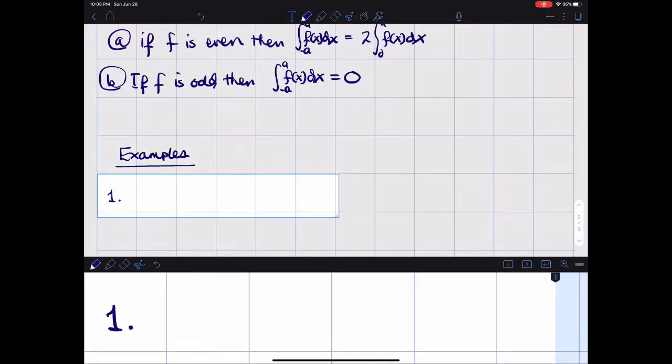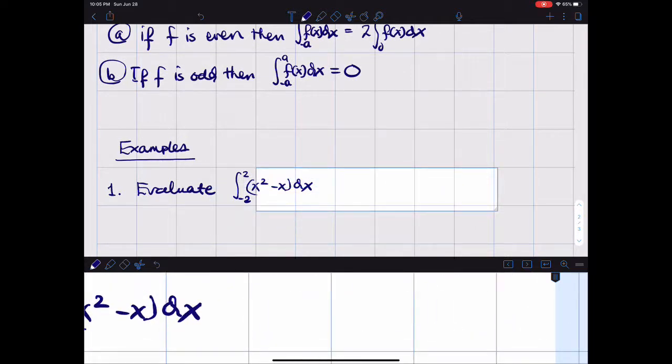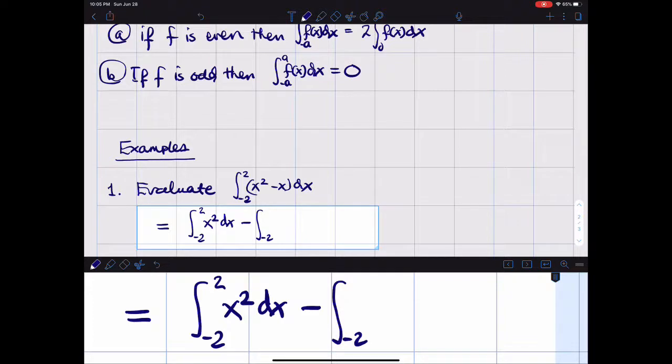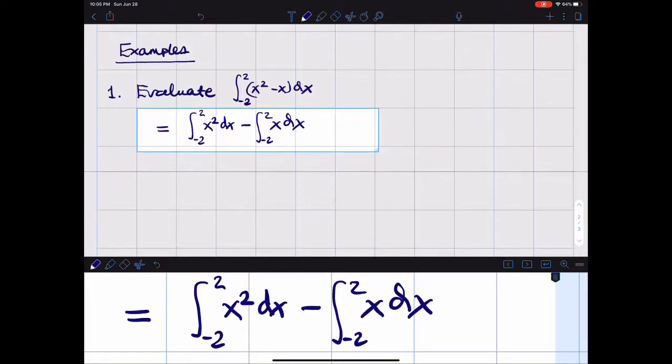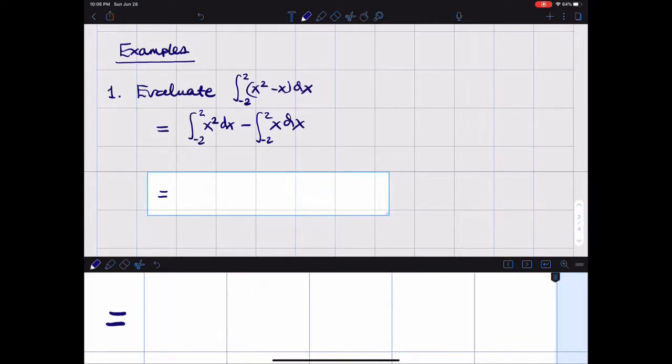So the first one, let's evaluate the integral from -2 to 2 of x squared minus x dx. What do we know? This is where it's good to know your odd functions and your even functions. So this integral we can write as the integral from -2 to 2 of x squared dx minus the integral from -2 to 2 of x dx. Now, what do I know? I know that x squared is even.